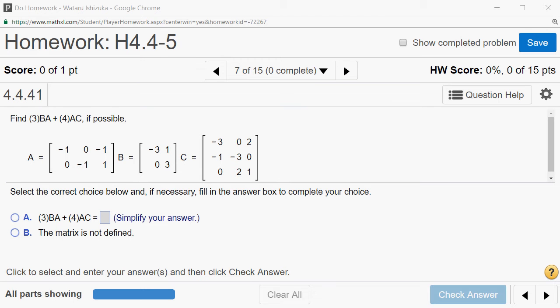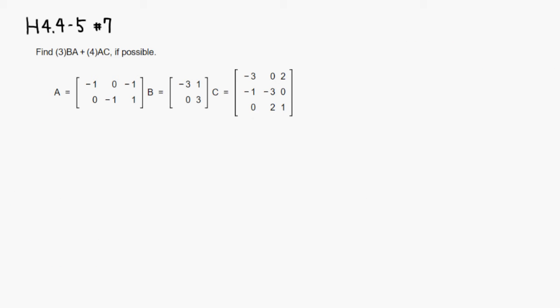Alright, let's look at the homework 4.4, 4.5, problem number 7. Let's try to find 3BA plus 4AC. Let's do it one by one. Actually, let's do 3BA.